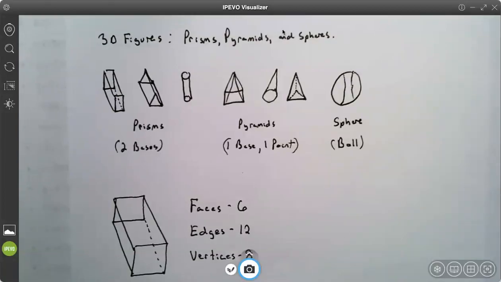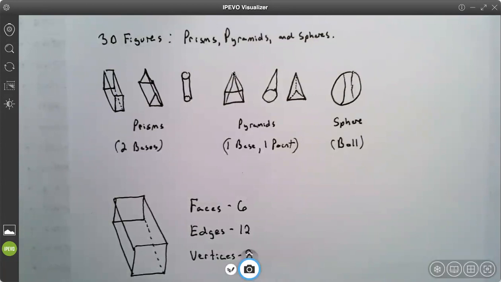This video is on finding the volume of prisms and cylinders, which are types of prisms. Just as a quick review, prisms have a top and a bottom, two bases. This rectangular prism has a top rectangle and a bottom rectangle. This triangular prism has a top and bottom triangle. And this circular prism or cylinder has a top and bottom circle.